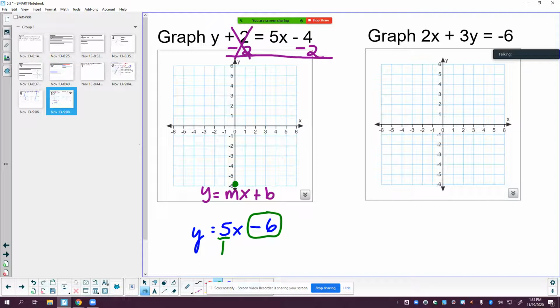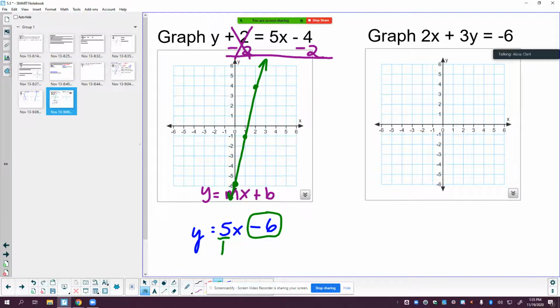From the point I just graphed, I'm going to go up 5 places, 1, 2, 3, 4, 5, and to the right 1 place, so right there. 1, 2, 3, 4, 5, do that again. And that's what my line looks like.